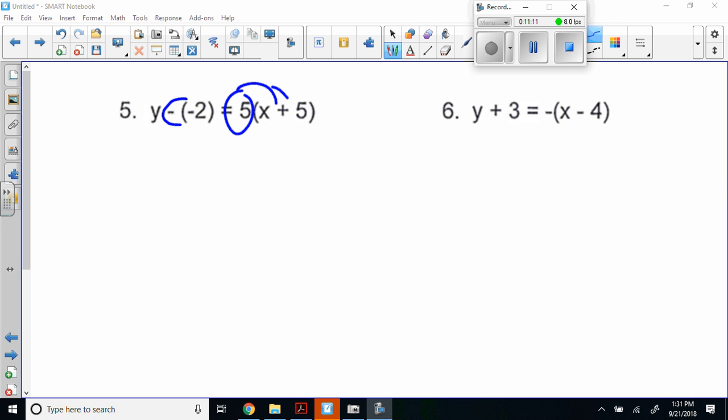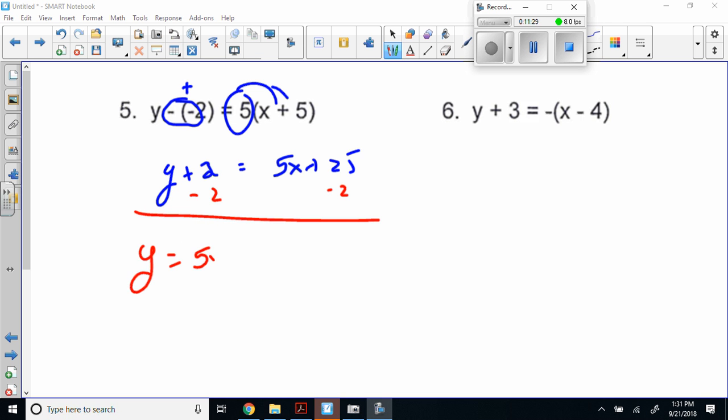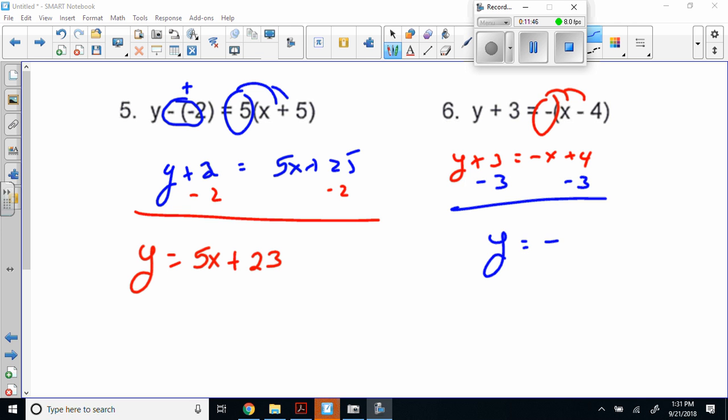All right. What happens when you subtract a negative? It goes to positive, right? So that's really y plus 2, right? Just got to take care of that. 5x plus 25. Ladies and gentlemen, minus 2. Y equals 5x plus 23. Done. Now, that's the negative 1. Distribute it. That's negative x plus 4 equals y plus 3 minus 3. Negative x plus 1. How are we doing? Better?